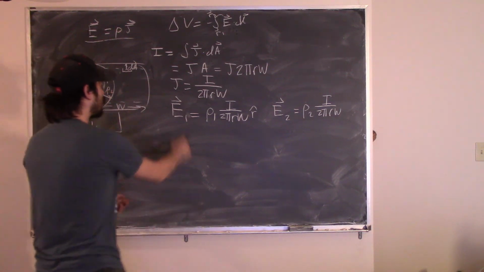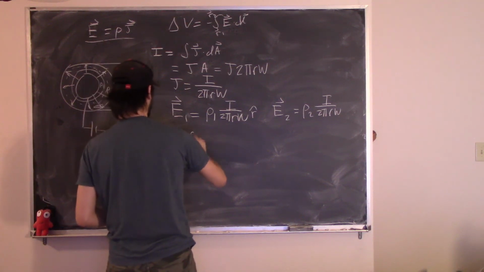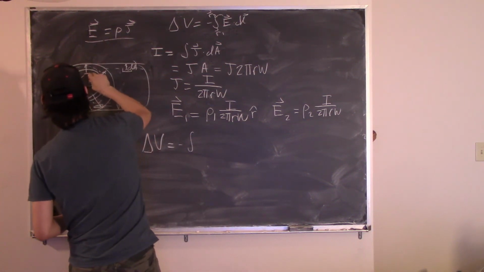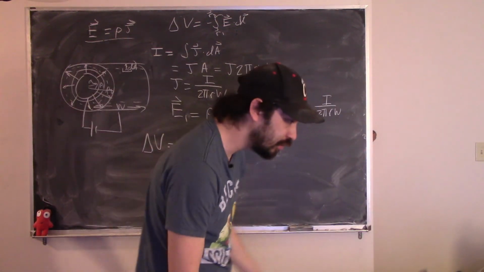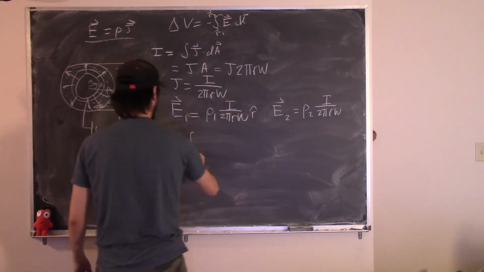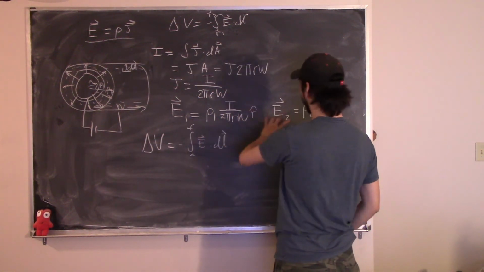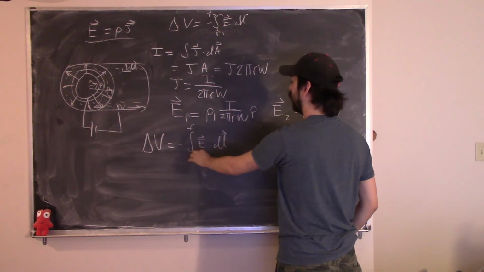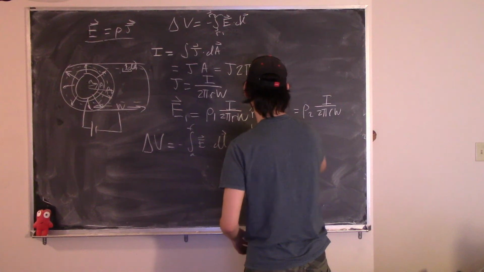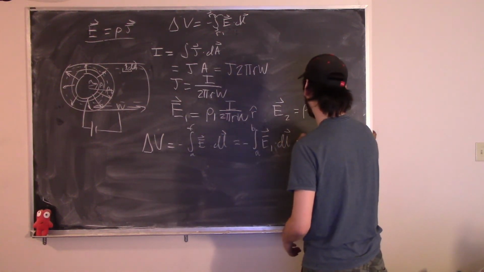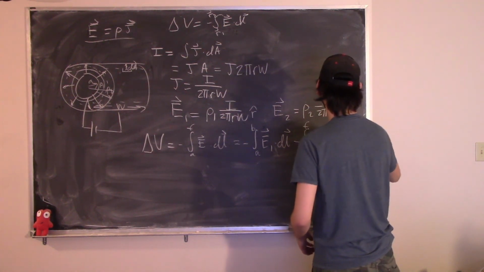OK, so now what we can do is we can use these two to evaluate our integral. So delta V, what we're really doing is the negative integral from, this is some radius of A to some radius, I believe, is F, because reasons. So this is from A to F of E dot dl. But what we realize is, and we already see this, is there are two different electric fields here. And so this integral needs to be broken up. So we have the integral from A to B of E1 dot dl minus the integral from B to F of E2 dot dl.